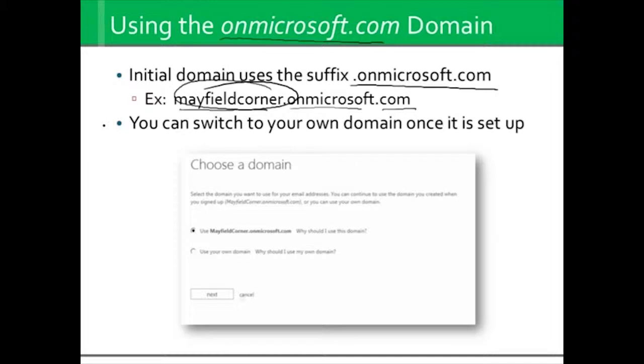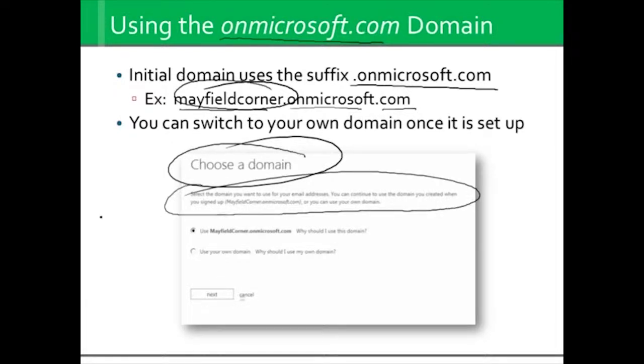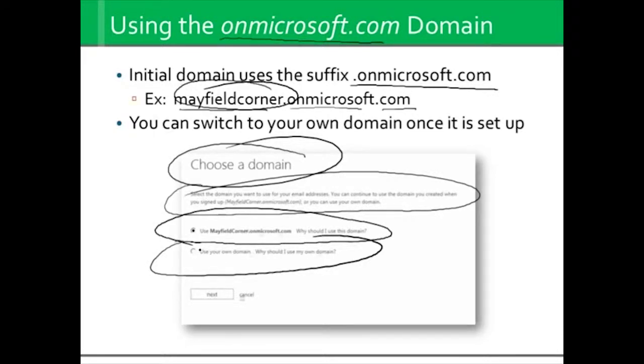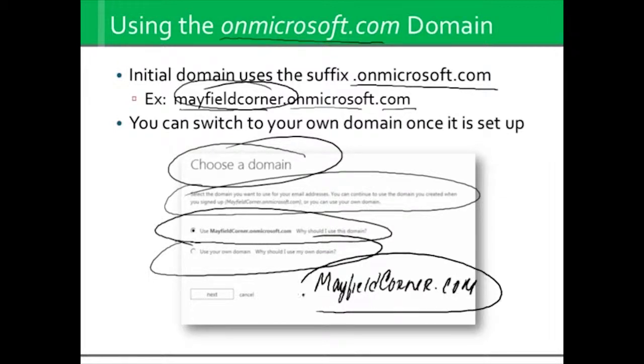Once you've got all the setup steps done, you get to actually choose which domain to use. So you'll see here we have choose a domain. Select a domain you want to use for your email addresses, because that's what it's all about. Do you want to use mayfieldcorner.onmicrosoft.com, or do you want to use your own domain? So in this case, let's assume that I own Mayfield Corner. So now you would have this domain. Now, when we say use your own domain, there are some steps to prove it's yours. There are some DNS entries that have to be made, but this will help you flip everything you have, including the user accounts and their email addresses, over.